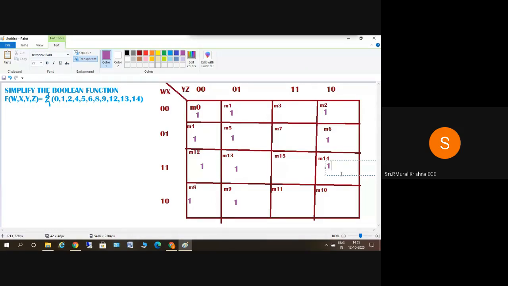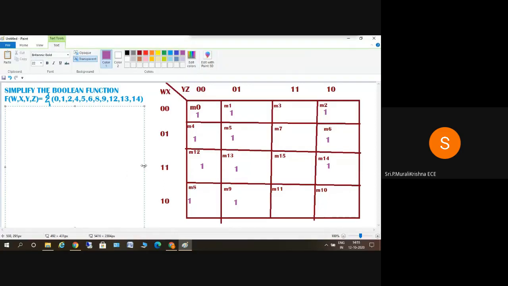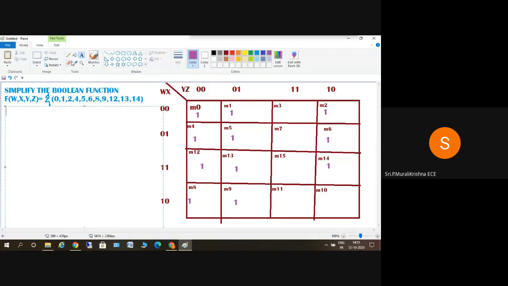Okay. So first of all, check for the possibility of 16. 16 grouping is not possible because these are not ones here. So next, 8 grouping is possible here. So we have 1, 2, 3, 4, 5, 6, 7, 8. So we can group these 8. So we can form an octet here, the first octet. Okay, so this will form an octet.